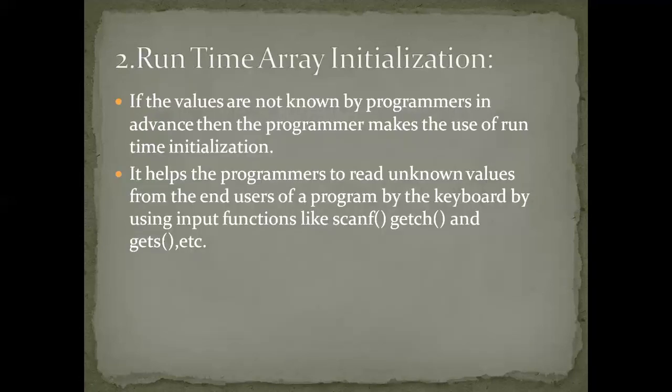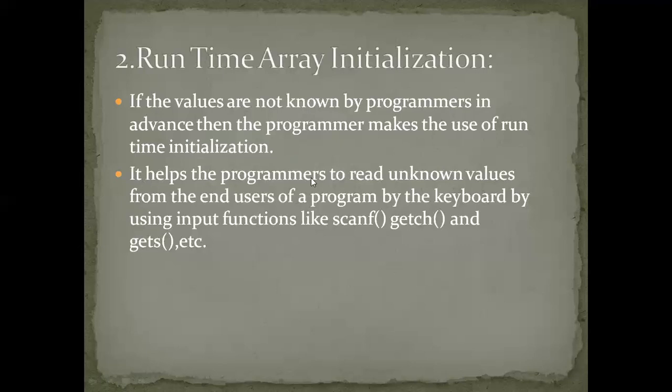Then next, the second kind of array initialization is runtime array initialization. In the previous case, the programmer knew the values before he executed the program, so he could make use of compile time array initialization. Runtime array initialization means if the values are not known by the programmer in advance, then the programmer makes use of runtime initialization. Suppose there is an MNC, an organization, and the person doesn't know how many members are there. Imagine there is a temple, and we don't know exactly how many visitors are going to visit. If that is the case, then we can go with runtime array initialization.